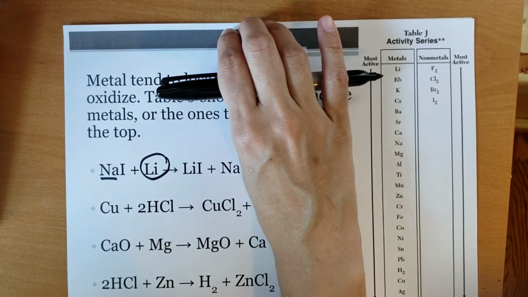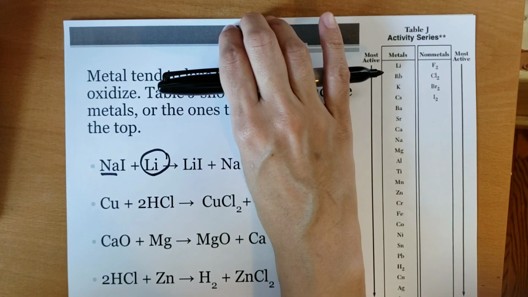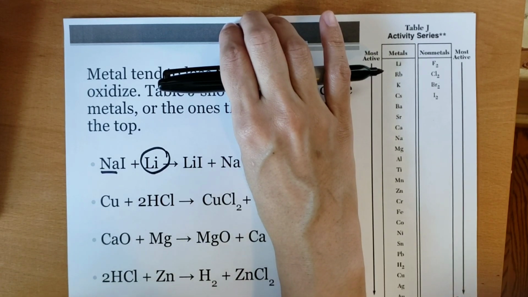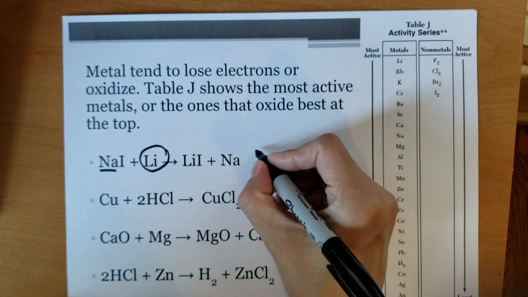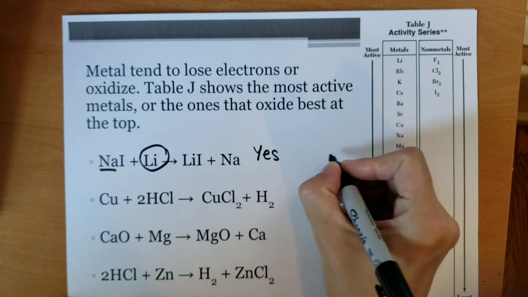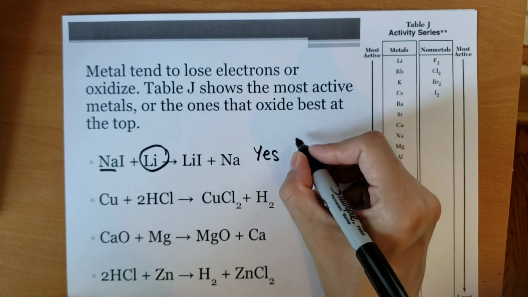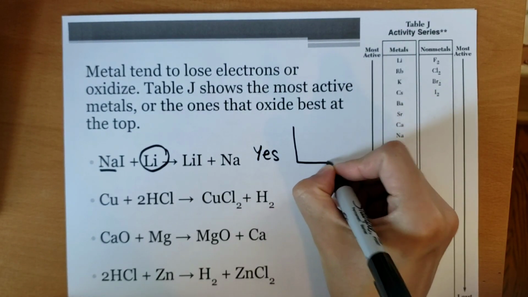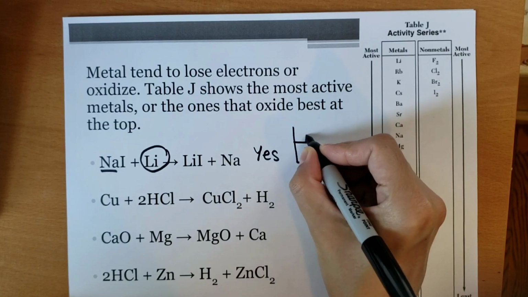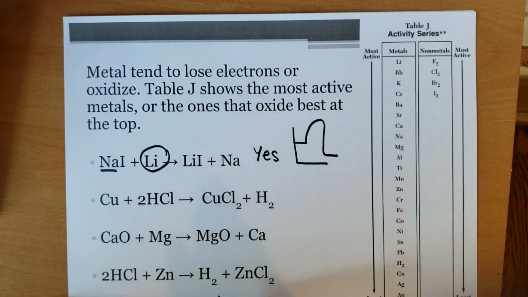So since lithium is the most active element, it will definitely undergo a spontaneous reaction. So yes, this will be spontaneous, which means this is exothermic. The potential energy diagram for this reaction will look like this, and energy will be written as a product.